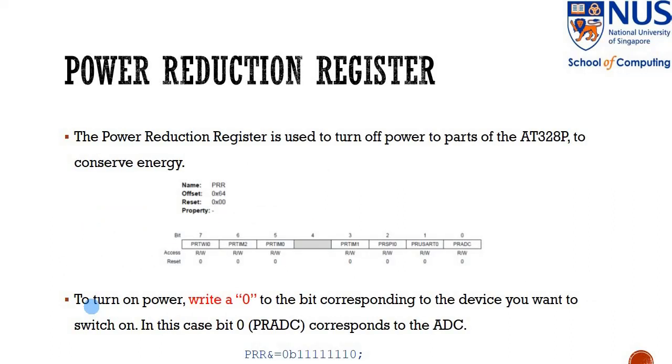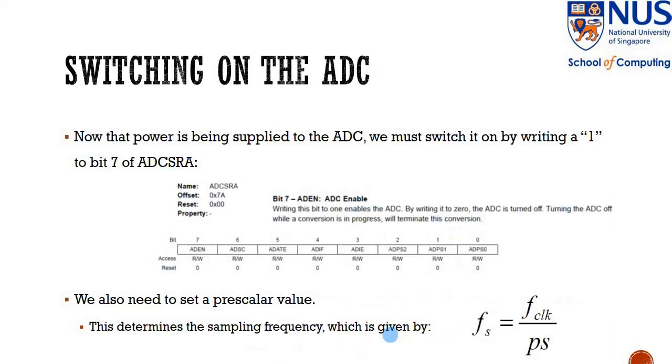Okay, so let's have a look back at the registers. The power reduction register, as we said, is used to turn on or off power to different peripheral blocks. For the ADC, which is over here, I need to write a 0 to bit 0, then it is actually turned on. So that is the first step: write a 0 to bit 0 of this register to turn on power to the ADC module. And the code is shown below.